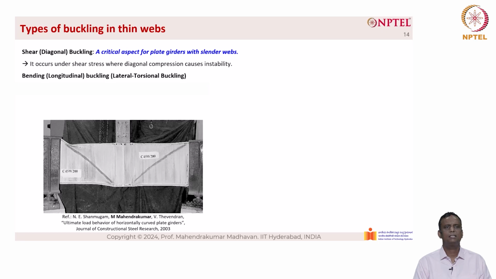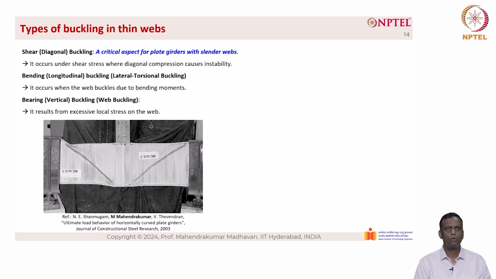All these things are designed to take into account or to prevent lateral torsional buckling, which is very much a concern in the case of a curved girder. To prevent twisting, we have the secondary girders at the two support conditions as well as the tie rods at the application of the load, so that the focus of this entire experiment is only on the shear buckling of the web. The lateral torsional buckling occurs when the web buckles due to bending moment. However, in this case, it has been largely prevented. The next one is the bearing or vertical buckling or web buckling. It is also prevented in this condition and it results from excessive local stress on the web.